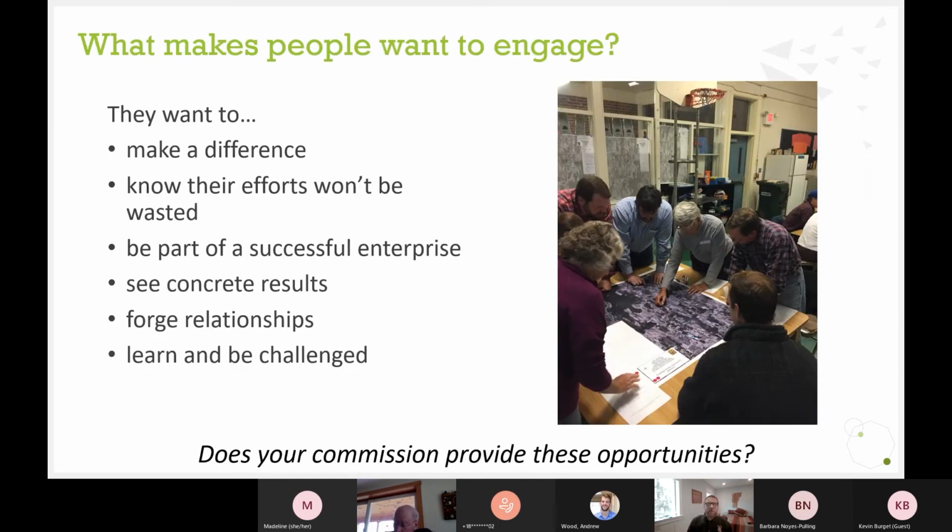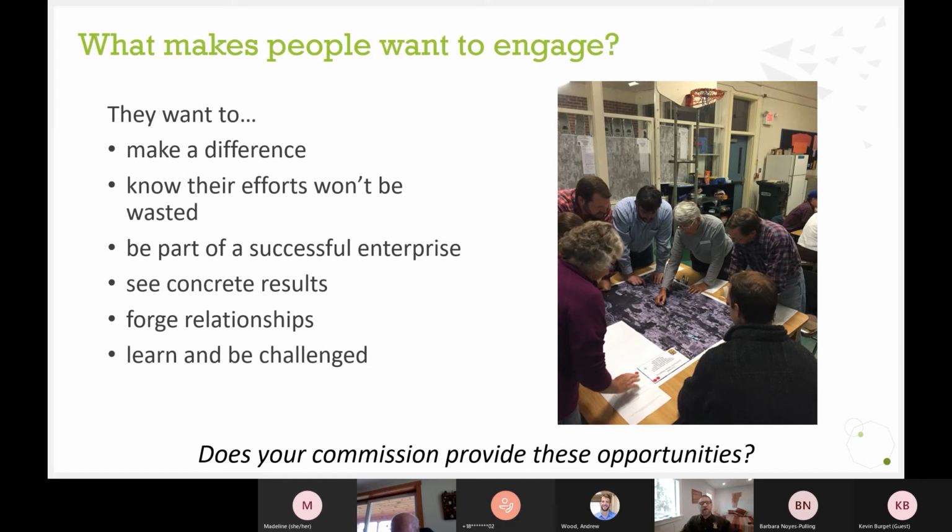Also understanding what makes people want to engage is really important, and making sure that your commission is set up to provide these opportunities. So people want to make a difference. They want to know that their efforts aren't wasted, and they want to be a part of something successful, but they don't want it to be an ill-defined amount of time. So if you say, would you join the commission? It's 1 meeting per month, 2 hours, plus 2 hours of prep time each month. That's a very discrete set of time that you're looking for people, and a very discrete commitment.